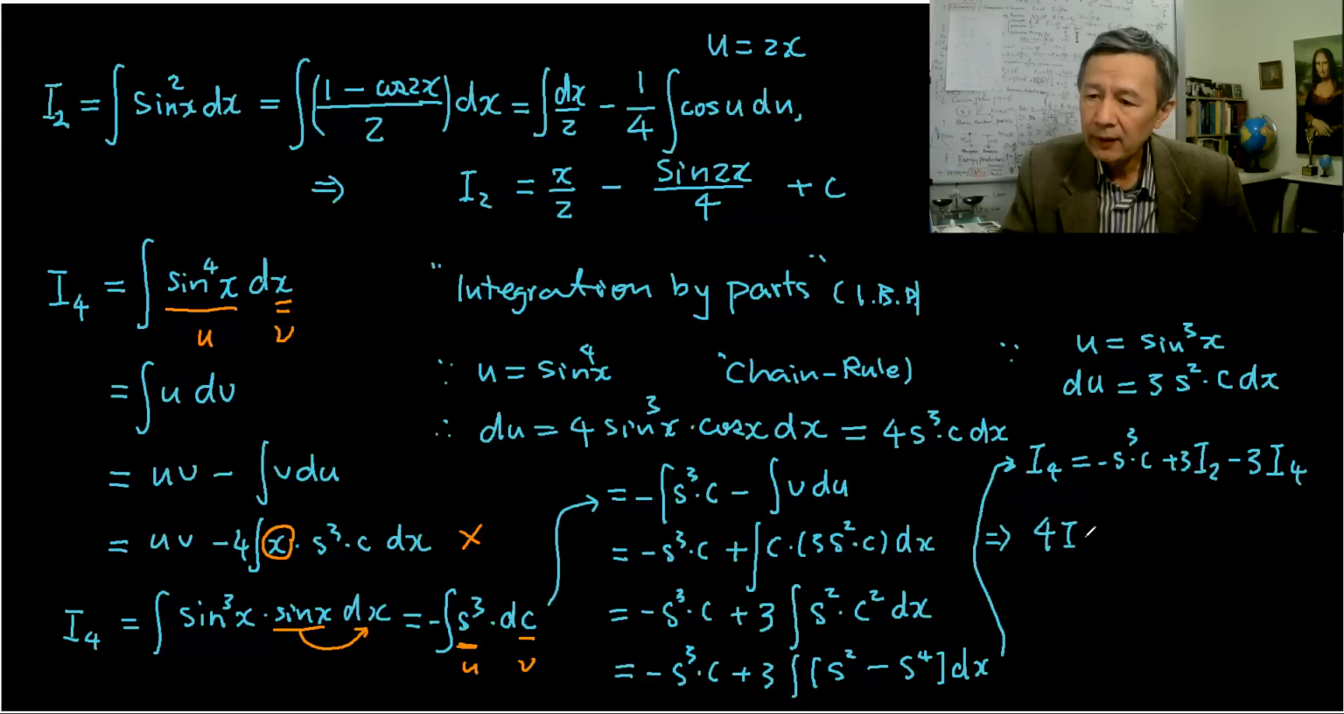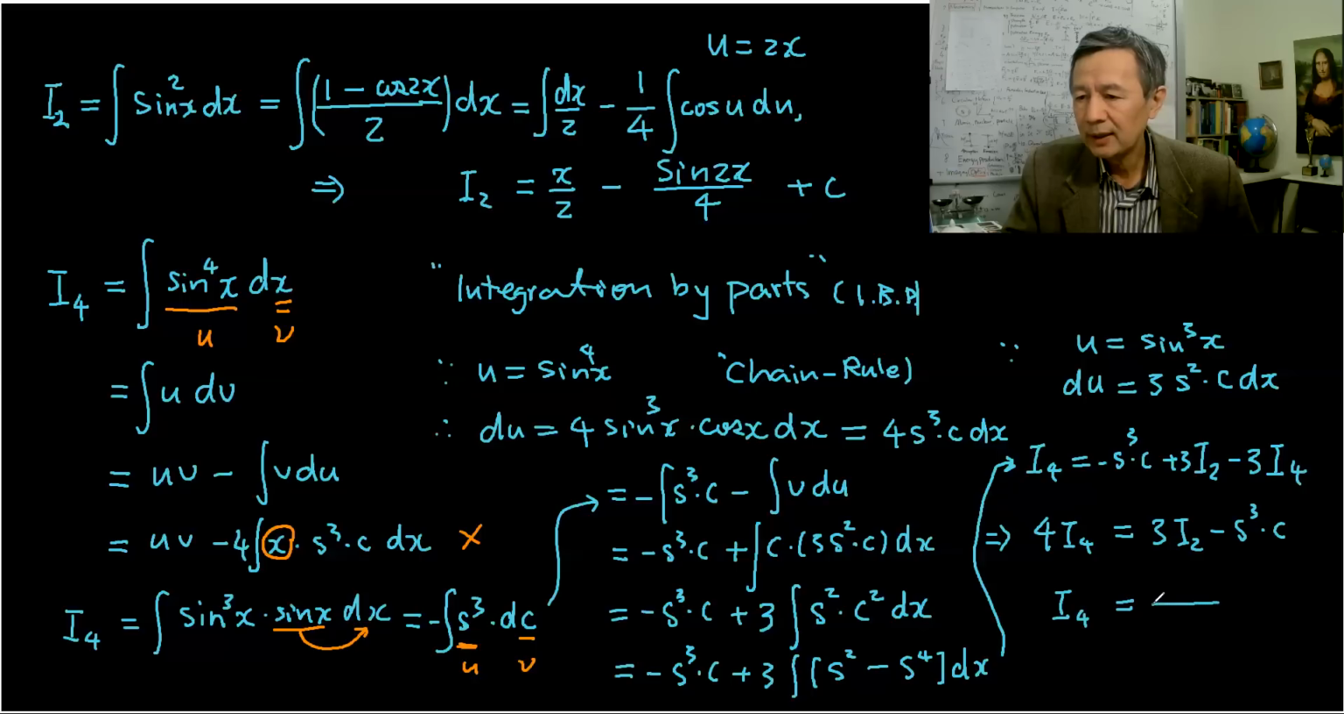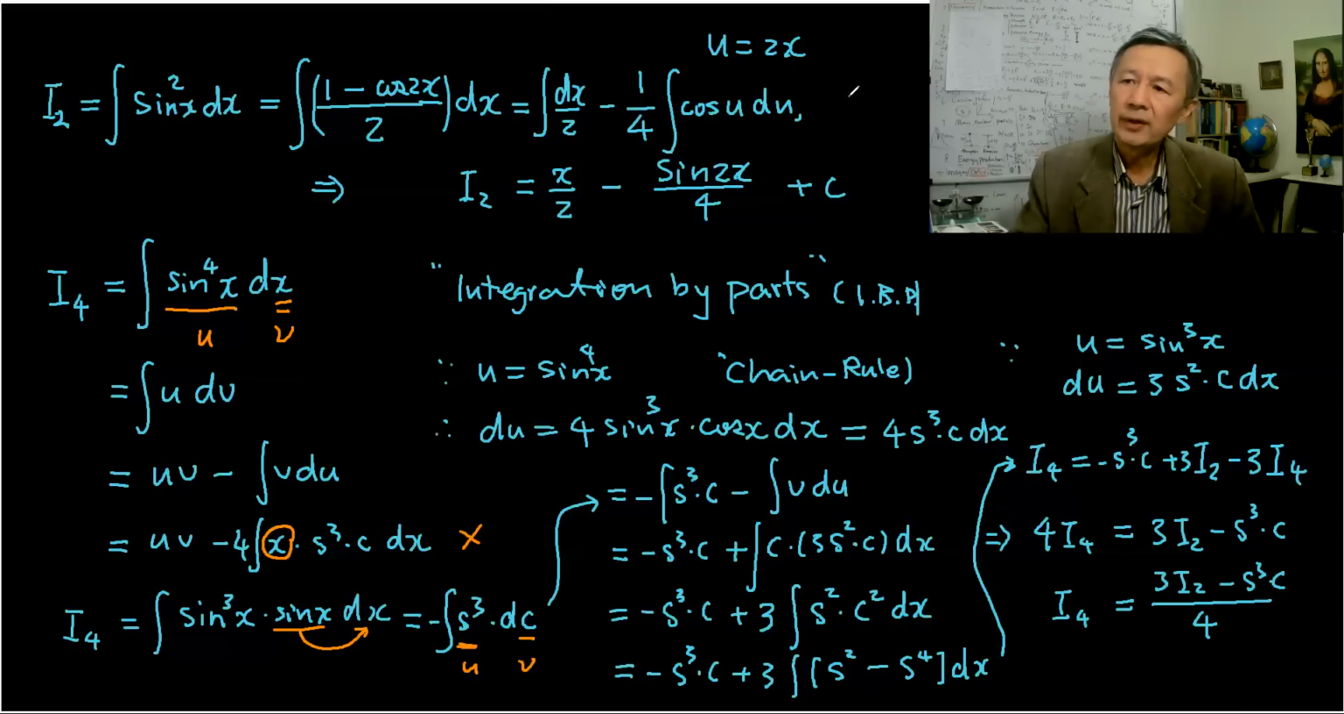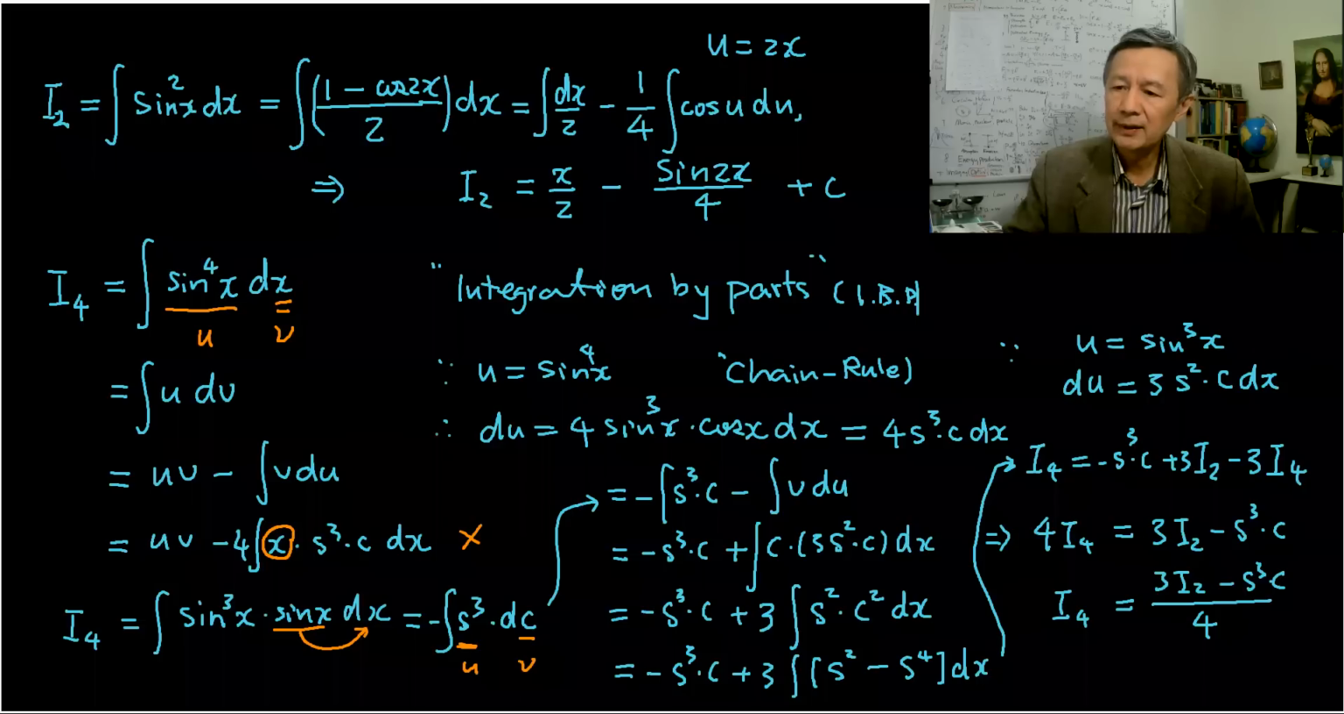We got 4 times I4 equal to this integral, and put this because positive, we put 3 times I2 minus sin cubed times cos, plus C. And if you divide by 4 on both sides, as you're dealing with any simple linear algebra equation, that is what we obtained: 3 I2 minus sin cubed x cos x over 4. Remember, this is a very important relation we're going to use later on because so far we haven't solved that problem yet, but it's getting there.